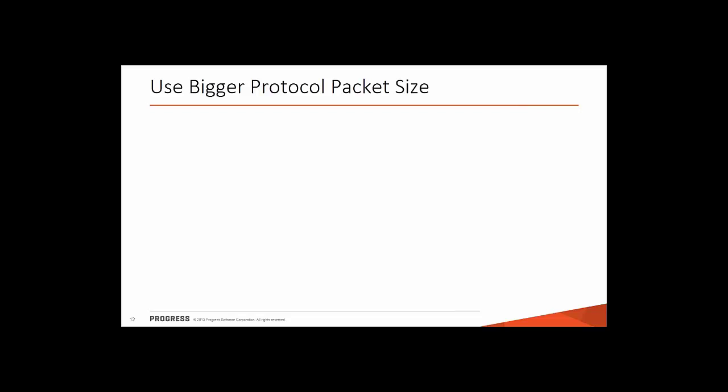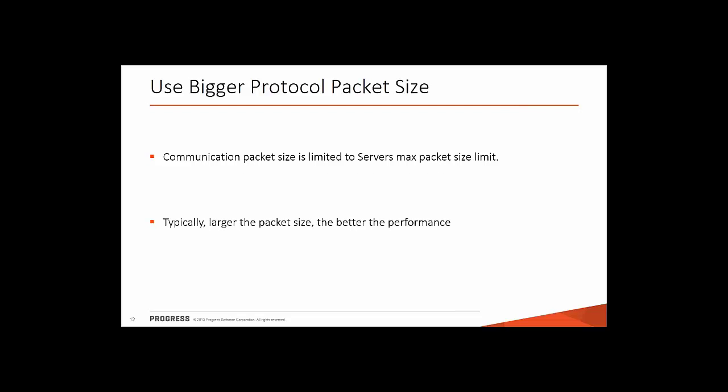The bigger the buffer, the more data will be transferred in a single round trip. So in general, total data transfer will have fewer round trips if you have bigger protocol packet sizes. So the general guideline is to use bigger protocol packet sizes. And as you configure the server to use a max packet size limit, make sure your client matches that value so that the communication size will be the maximum that can be used on that connection.